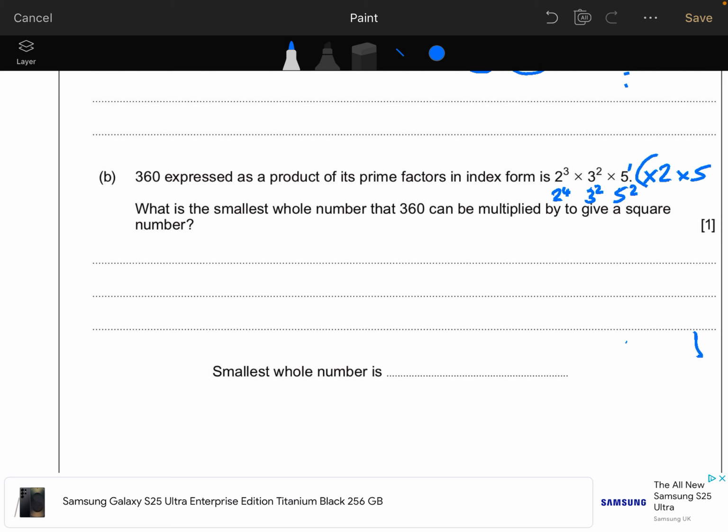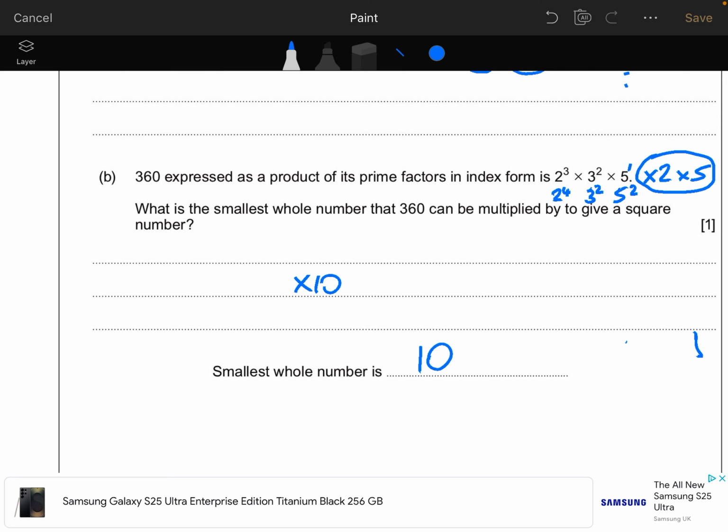So I need to multiply by the 2 and the 5, and multiplying by 2 and 5 is the same as multiplying by 10. So the smallest whole number 360 can be multiplied by to give a square number is 10.